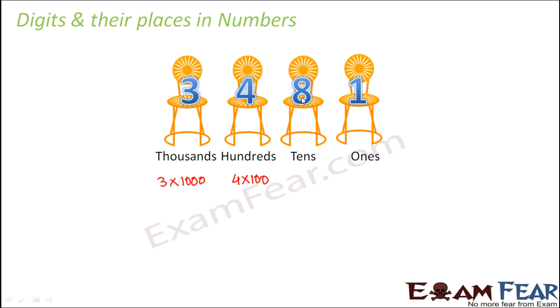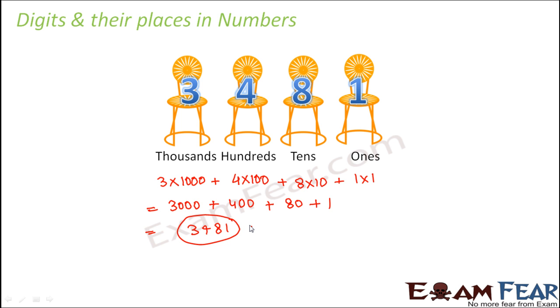Similarly, 8 in itself is a digit, but since 8 is sitting in the tens place, the value of 8 is 8 into 10. The 1 is sitting in the ones place, so the value of 1 is 1 into 1. And when you add all of these, you get the number. So 3 into 1000 is 3000, plus 4 into 100 is 400, plus 8 into 10 is 80, plus 1 into 1 is 1. Adding all of these, you get 3481. So this is how numbers are formed.